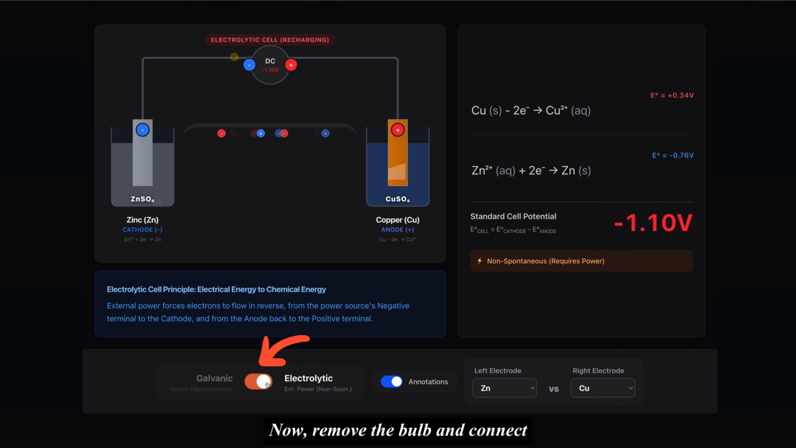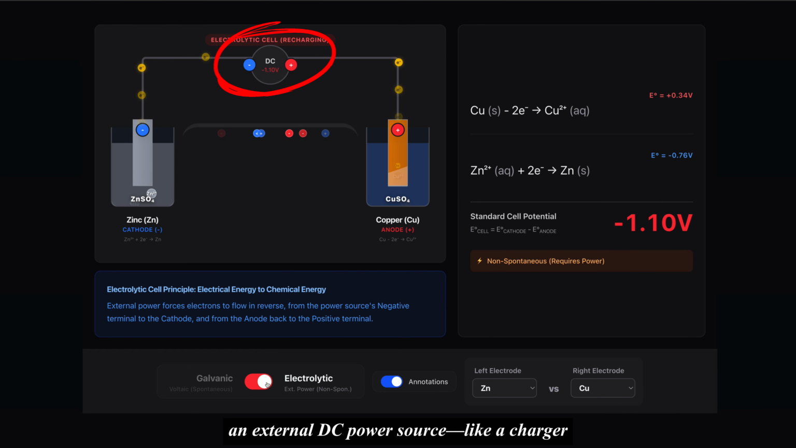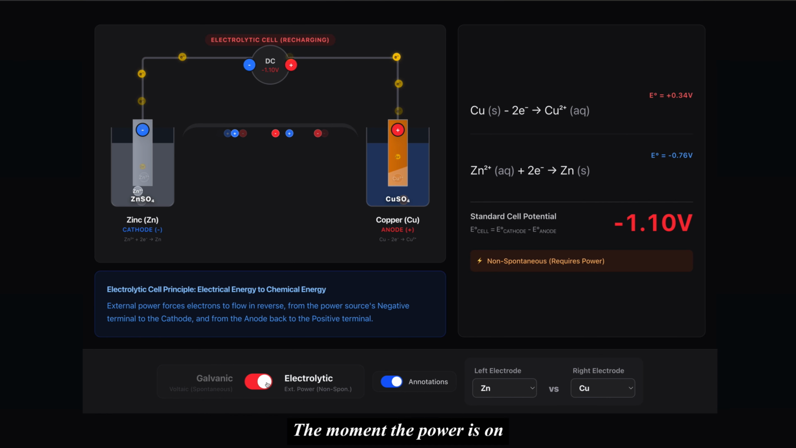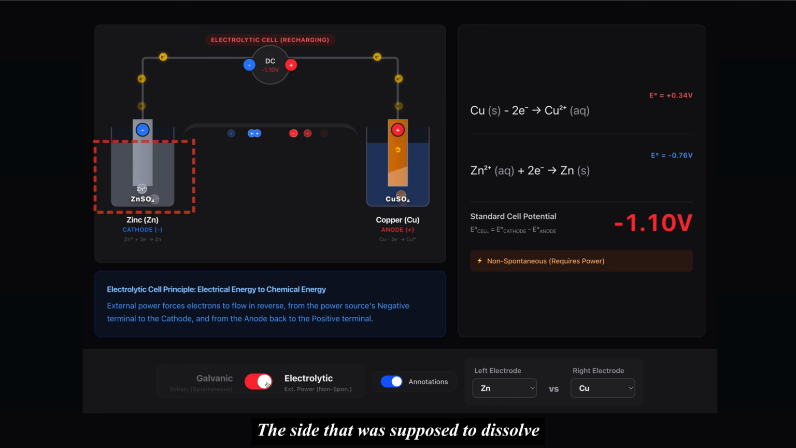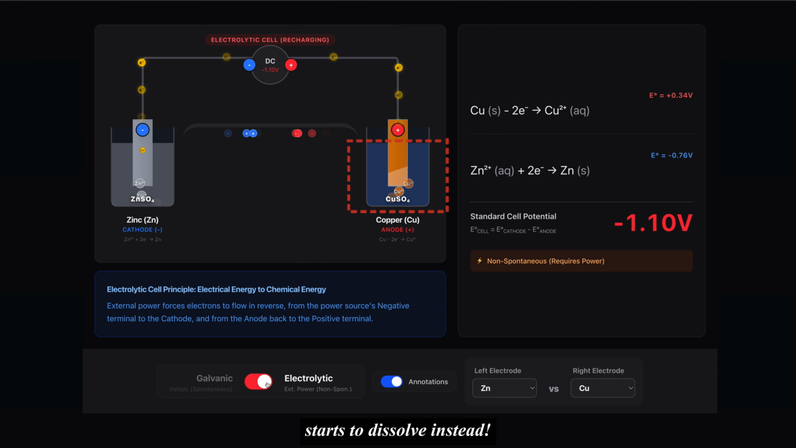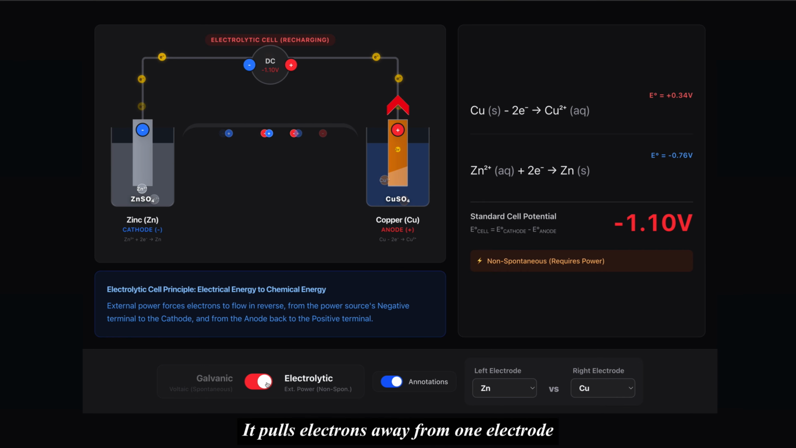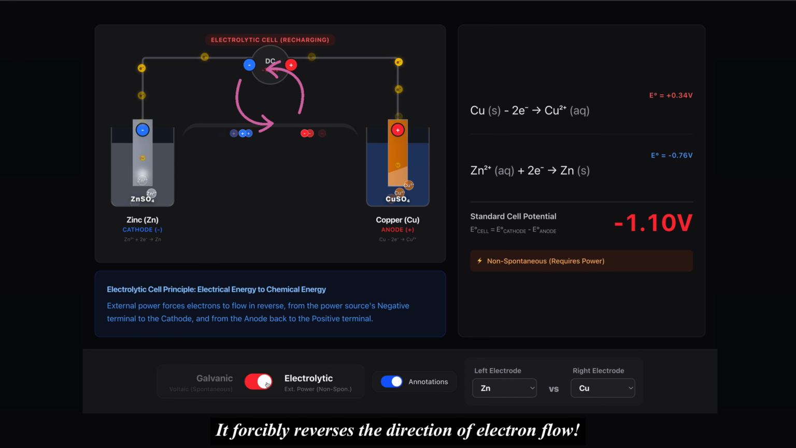Now, remove the bulb and connect an external DC power source, like a charger. The moment the power is on, something magical happens. The side that was supposed to dissolve starts to deposit metal. The side that was supposed to deposit starts to dissolve instead. Everything is reversed. The external power source acts like a powerful electron pump. It pulls electrons away from one electrode while pushing electrons into the other electrode. It forcibly reverses the direction of electron flow.